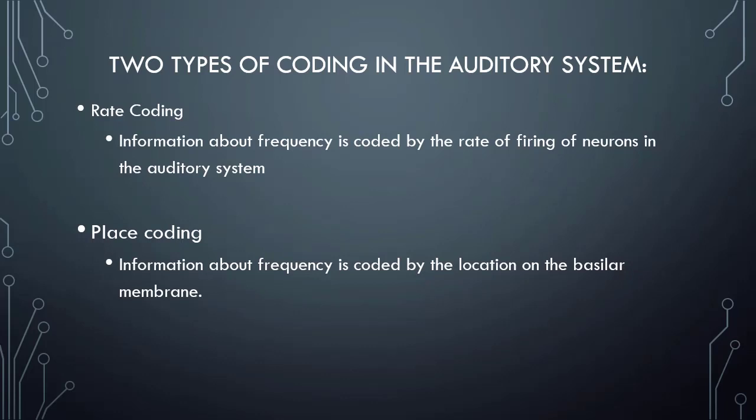The other type of coding is a rate coding. And this is a type of coding that is mainly used for low frequencies. And it's coded for by the rate of firing in a certain subset of neurons from the auditory system.